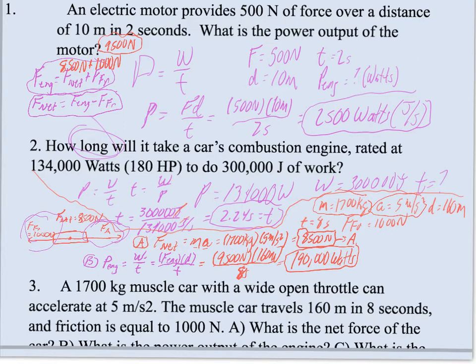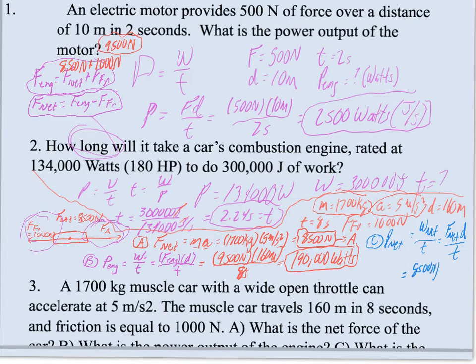And then for C, we'll try and fit C over here. For C, they want us to find what is the net power output. Well, what's the net power going to be? It's going to be the net work done divided by the time. And the net work is going to be the net force times the distance over the time. Well, what's the net force? The net force is 8,500. That's what I solved for in A.